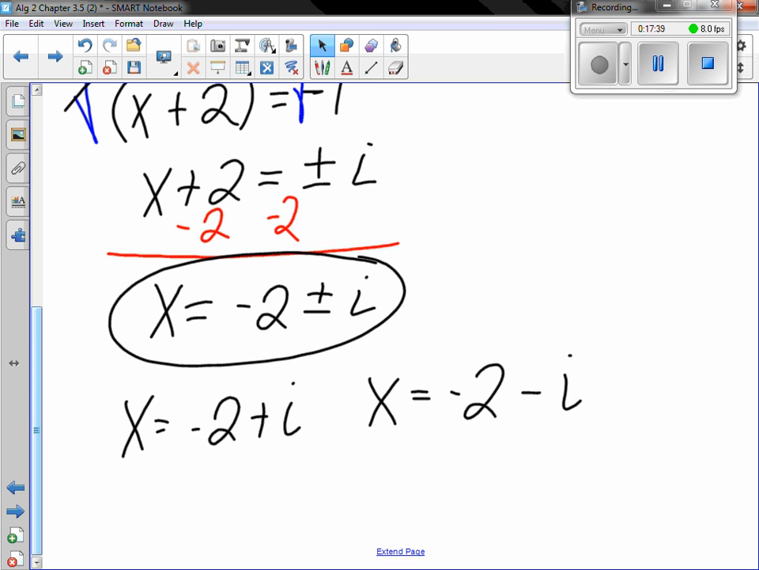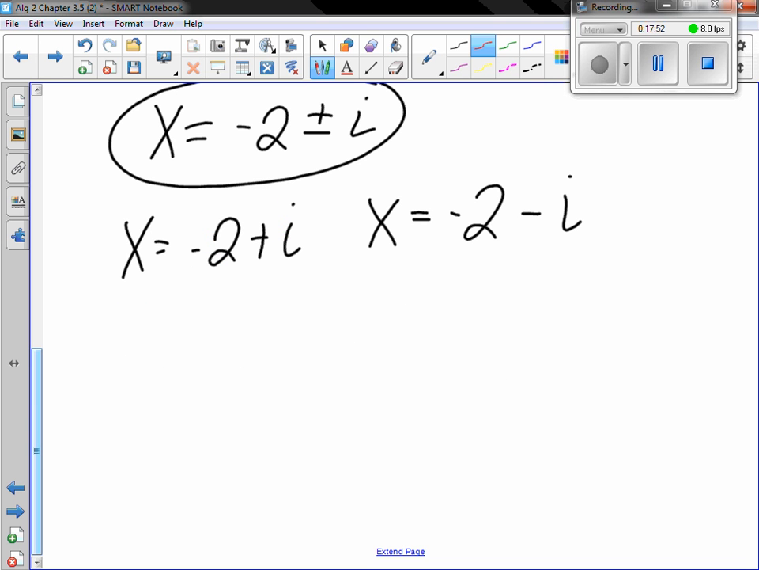Questions on this here? Any questions on anything we've done so far? Yes. The i symbolizes a negative number. Why wouldn't you change the subtraction to plus? Well, really what this is saying is that x is equal to negative 2 plus.